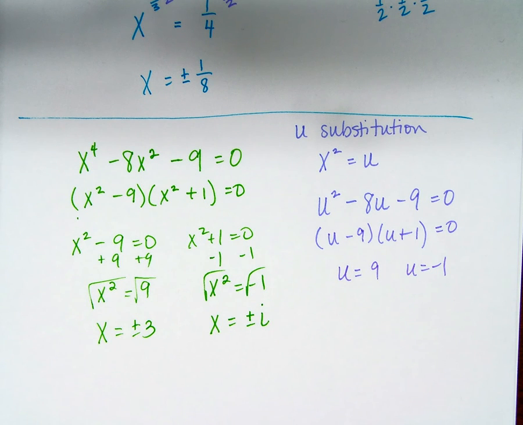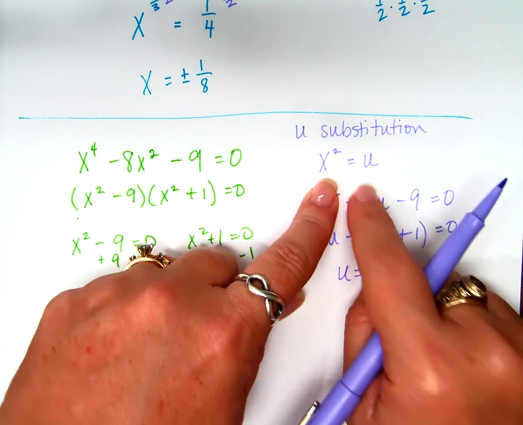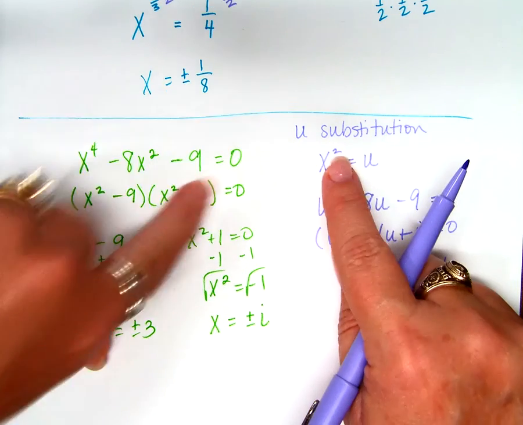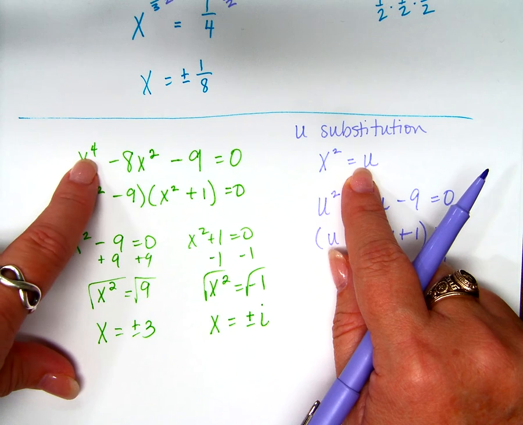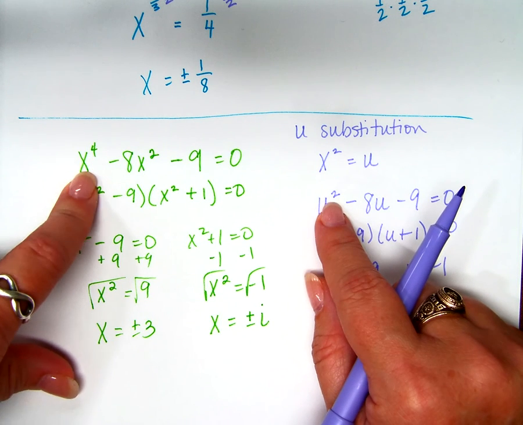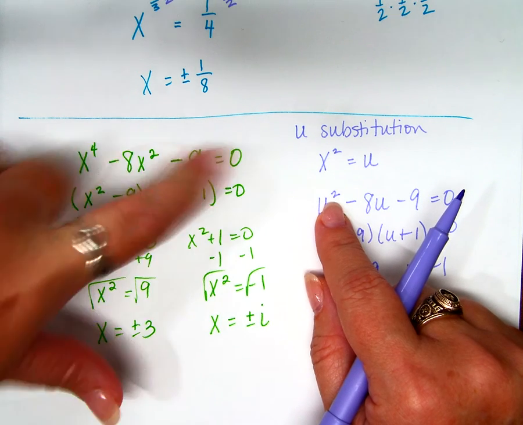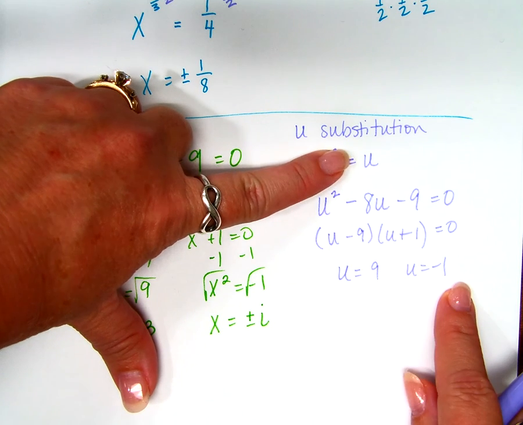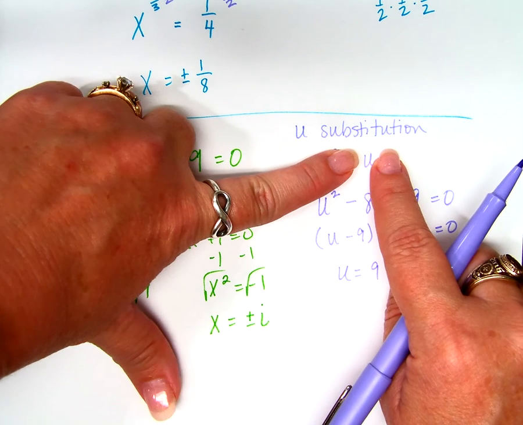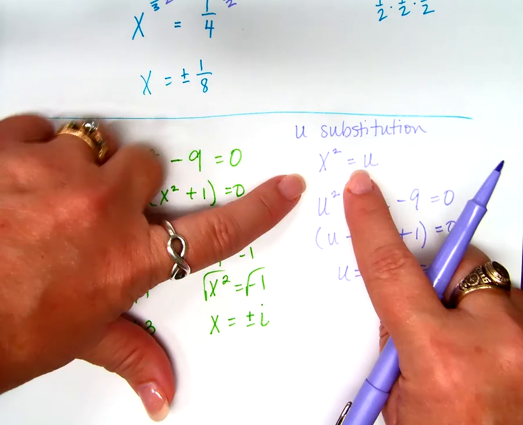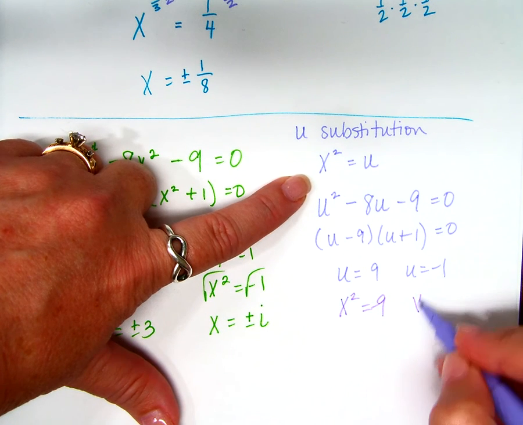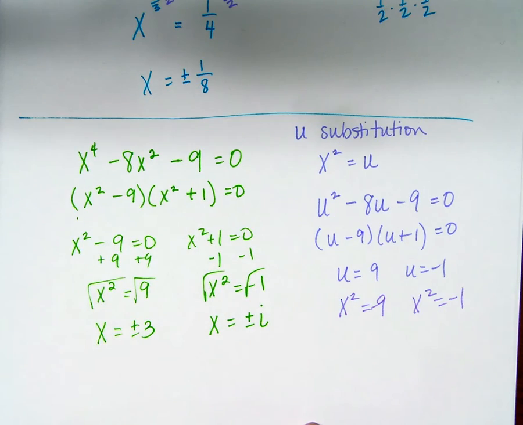Yes, sir? So I start with x squared equals u. That's my u substitution. I rewrite my original problem. Instead of writing an x squared, I write a u. Since this is x to the fourth, that would be the same as u squared. Does that make sense? Okay. So from here, I just solve it like I know how, and I get u equals 9 and u equals negative 1. Now I have to go back and unsubstitute my u. Okay? u equals x squared, so I replace the u with the x squared and continue solving for x.